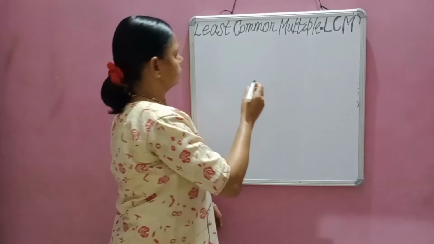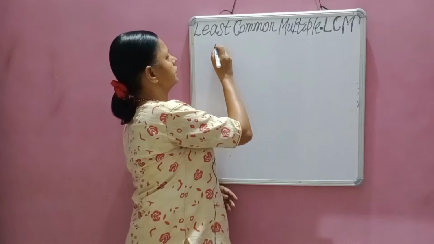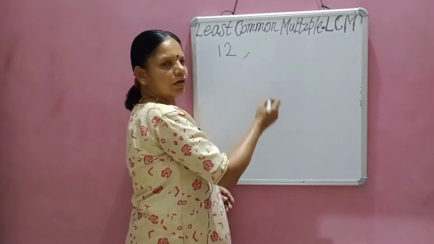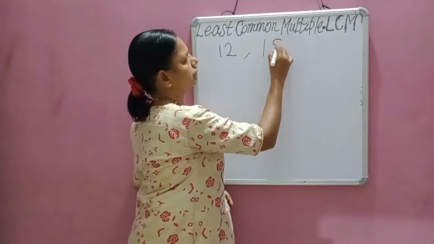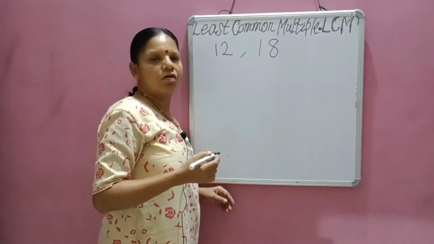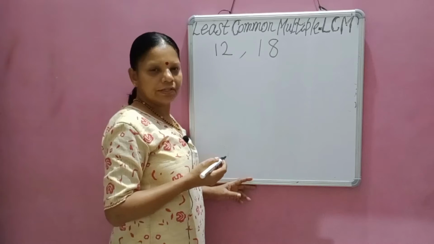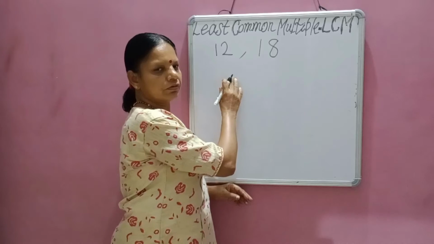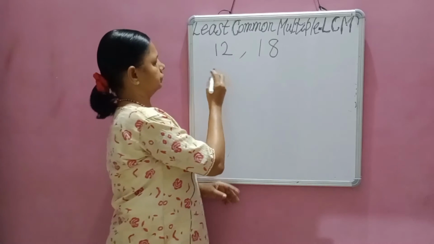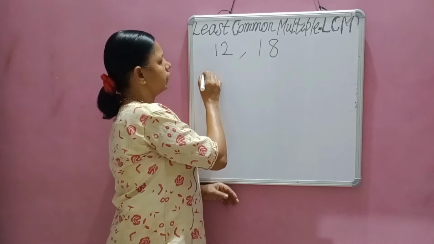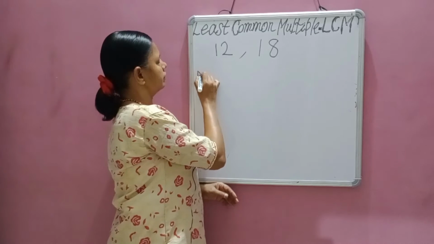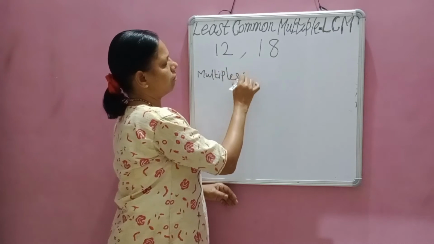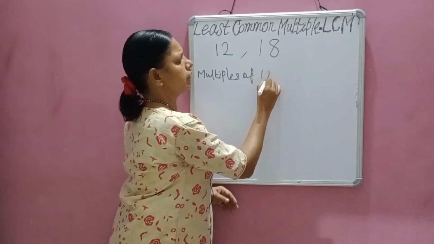For example, take the numbers 12 and 18. What is the LCM of 12 and 18? We'll take the multiples of 12 and 18 first. Multiples of 12, a few multiples.